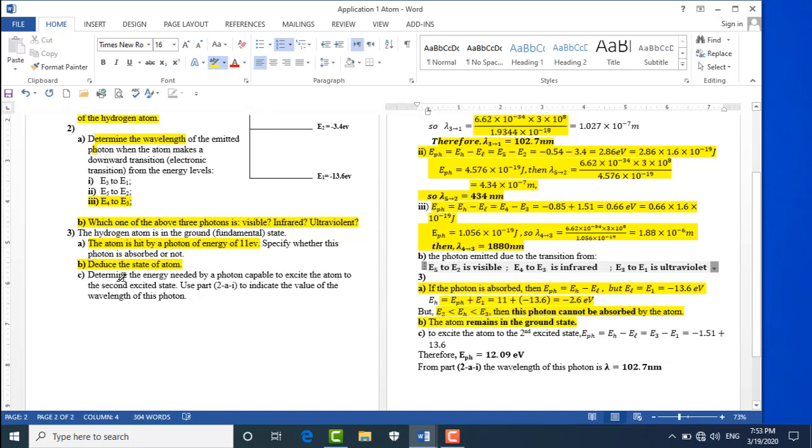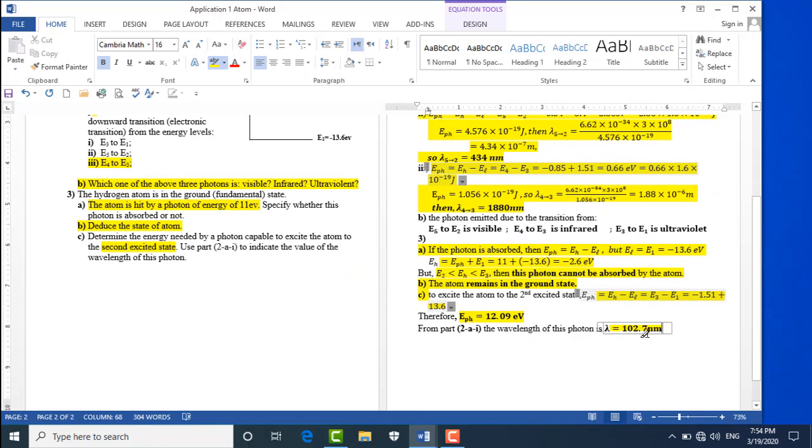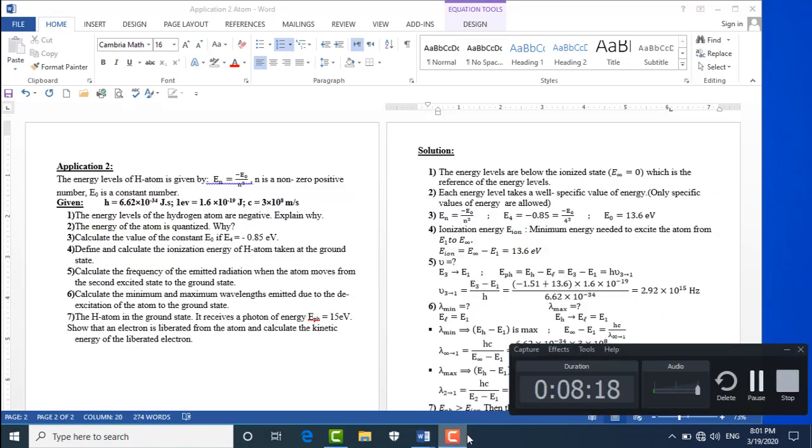Part C: determine the energy needed by a photon capable of exciting the atom to the second excited state. E low is E1, E high is the second excited state, E3. So E photon equals E high minus E low, which is equal to 12.09 electron volt. E photon equals hc over lambda. Lambda calculated in part 2A1 equals 102.7 nanometer.